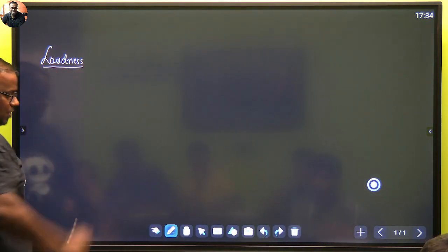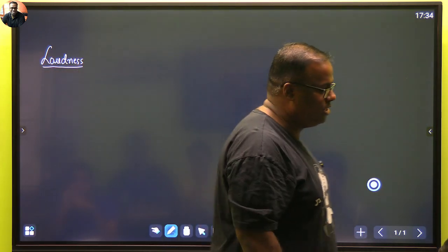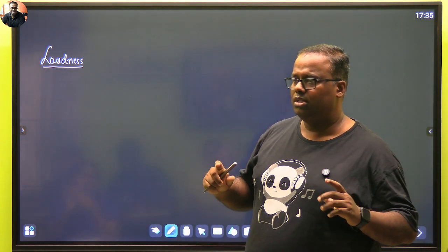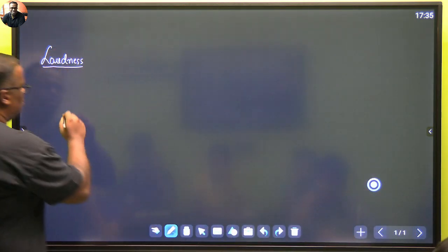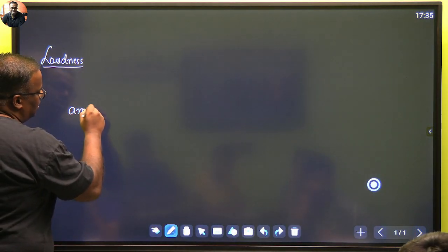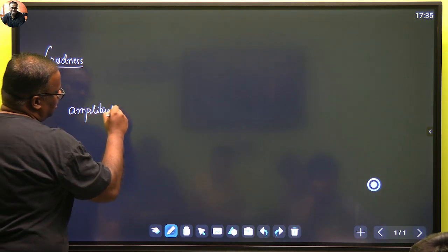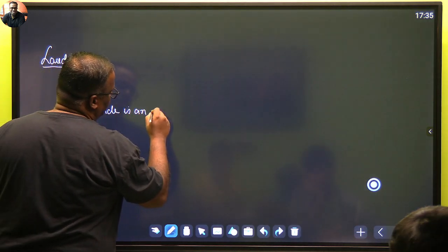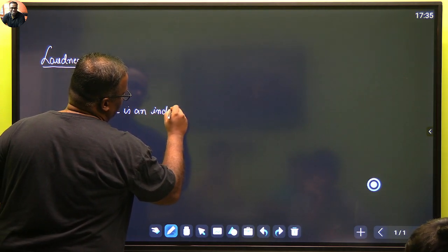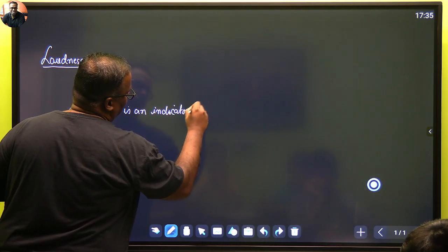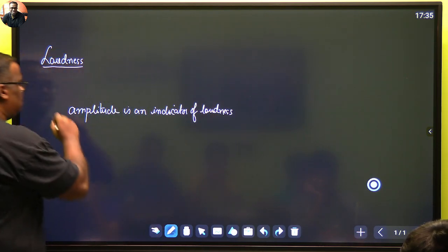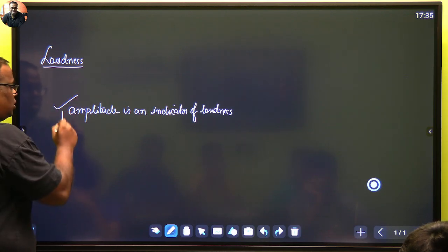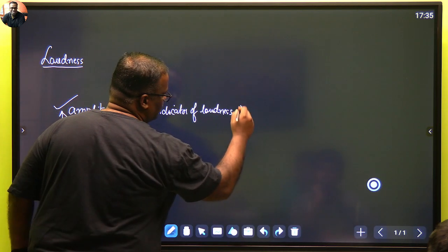What is loudness? Now listen to me very clearly. We say that the amplitude is a measure of loudness. Because at your level you don't have formulas and all. So one of the factors that controls loudness is amplitude. Amplitude is an indicator of loudness. ठीक है बच्चा, आराम से समझिए इस चीज को. Amplitude is an indicator of loudness means जितना amplitude ज्यादा होगा loudness भी ज्यादा होता है.